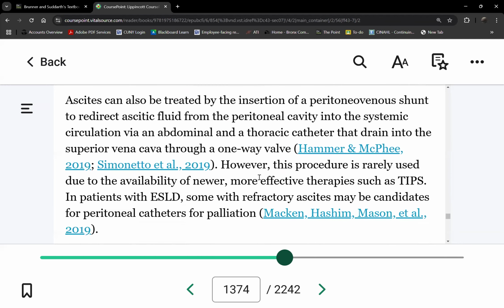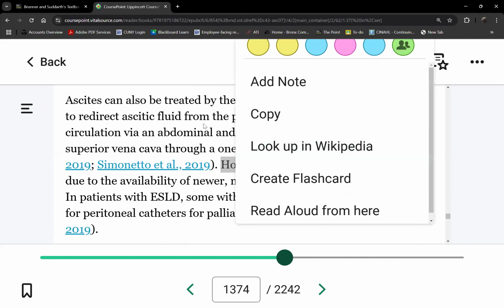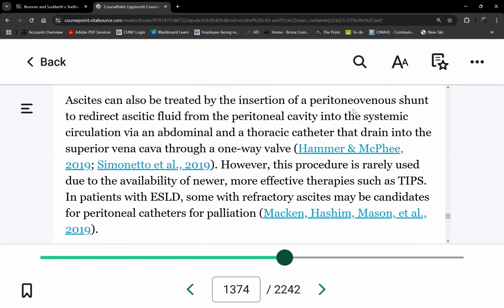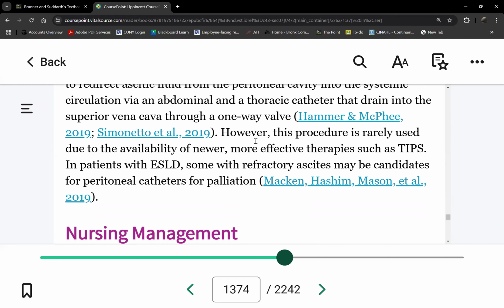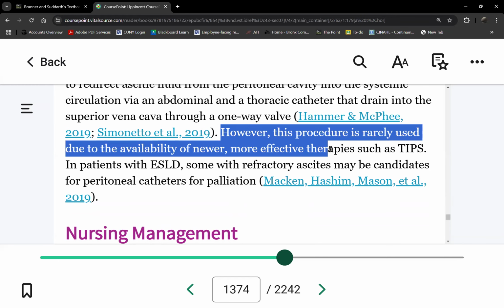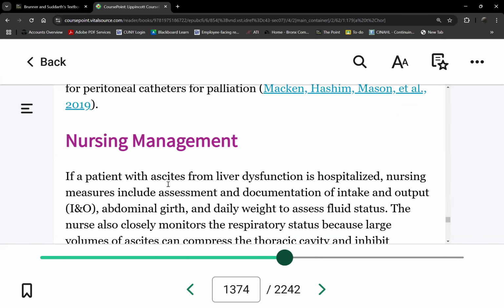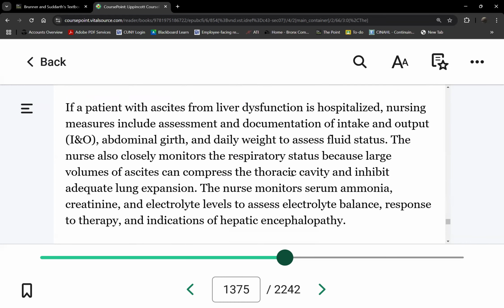Other treatments, we have other shunts. However, the other shunt, let's say this one, peritoneovenous shunt, it's not really commonly done because it takes a really skilled physician to do this procedure. So there's only a few of them, and as a result, waiting times are long and it's costly. So that's rarely used. So TIPS is more popular.